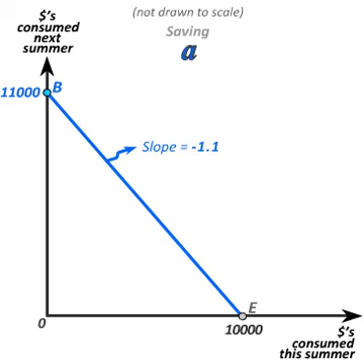The slope of this budget constraint is minus 11,000 divided by 10,000, or minus 1.1. This implies that whenever you consume $1 now, you're giving up $1.1 worth of consumption next summer, which makes sense given that the interest rate is 10%.